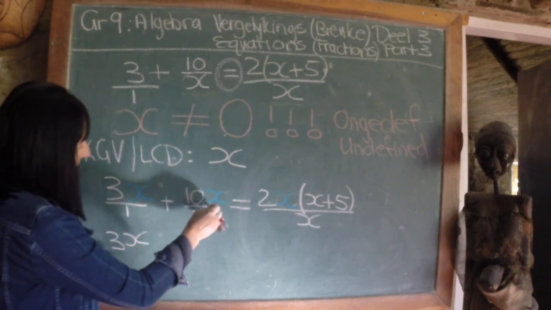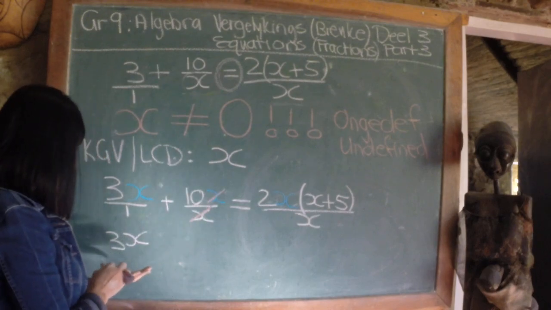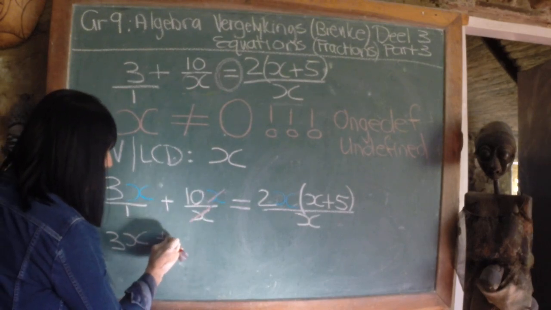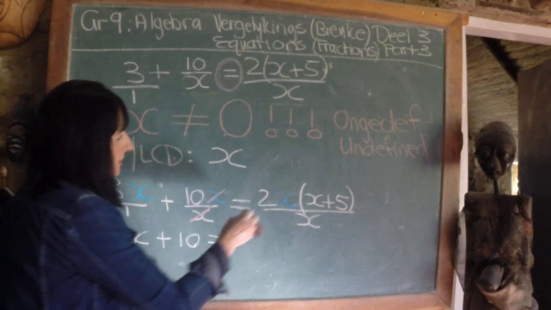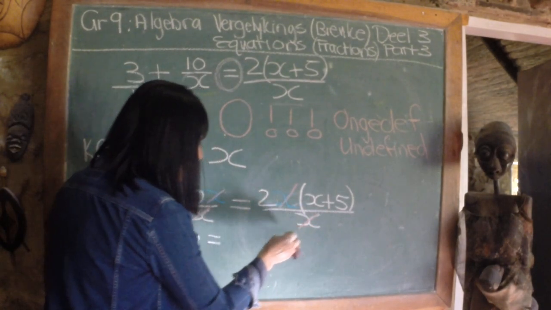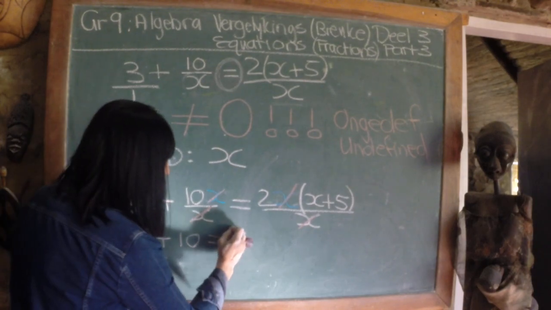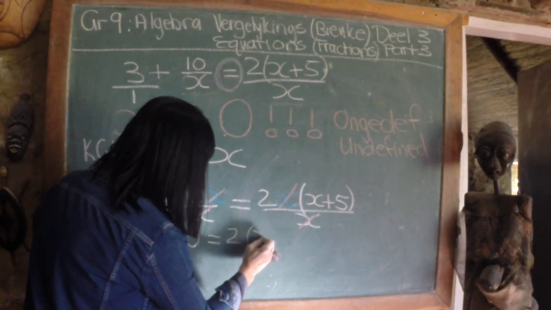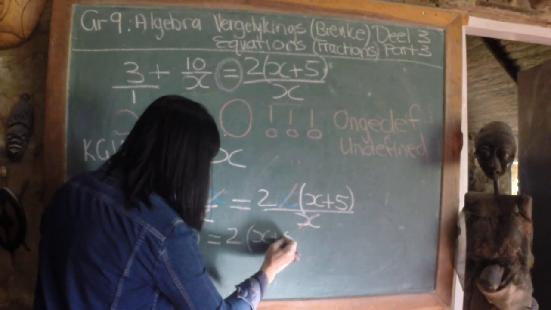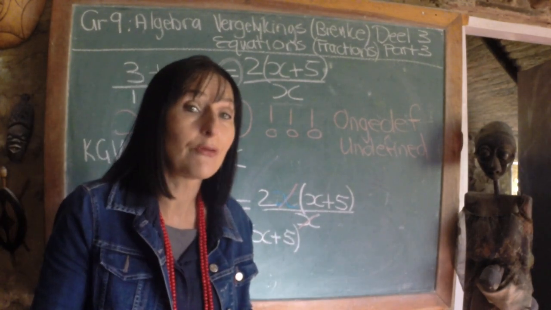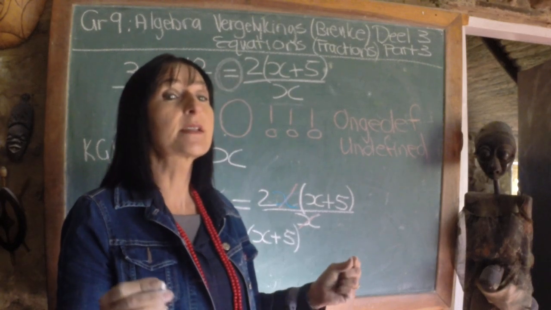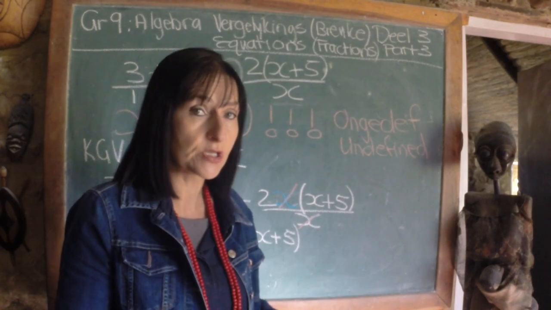So daai x en daai x kan nou uitkanselleer. So ek het net 'n plus 10. Daai x en daai x kan uitkanselleer. So ek het 'n 2 hakkie x plus 5. So I've mathematically got rid of my fraction. Ek het wiskundig van my breuk ontslaag geraak.